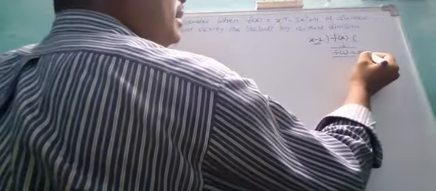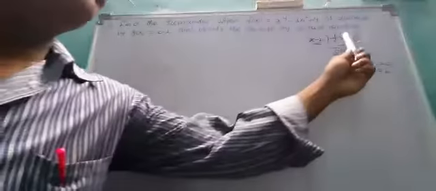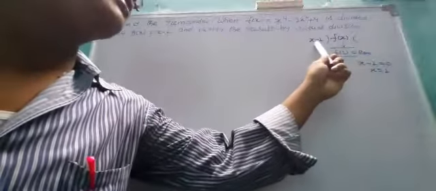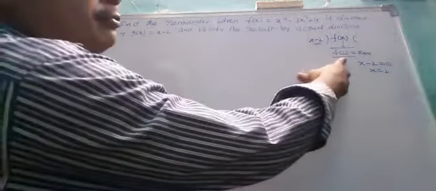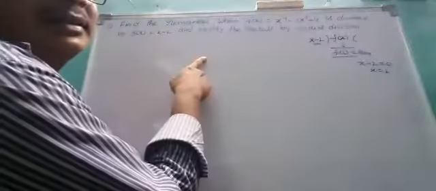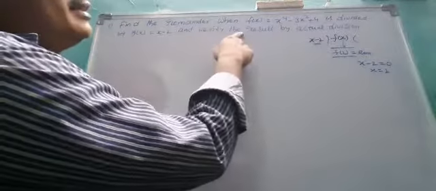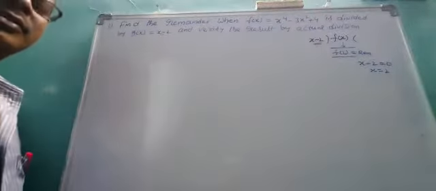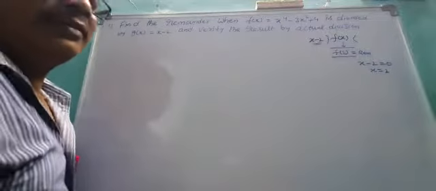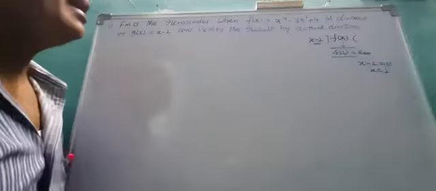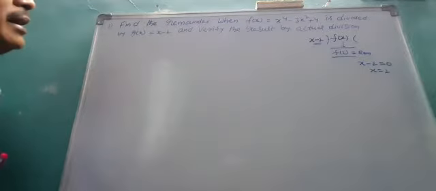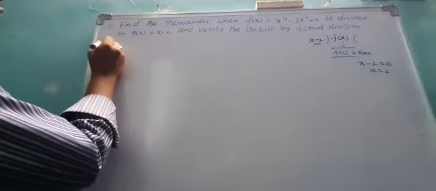Okay, what is the remainder theorem? If a polynomial f of x is divisible by x minus 2, then the remainder is f of 2. So with the help of the remainder theorem, you first find the remainder and verify the result by actual division. You verify whether the result is right or wrong, whether both are the same or not, by checking with actual division. Okay, so first one, solution.